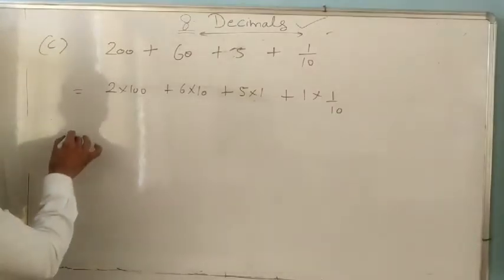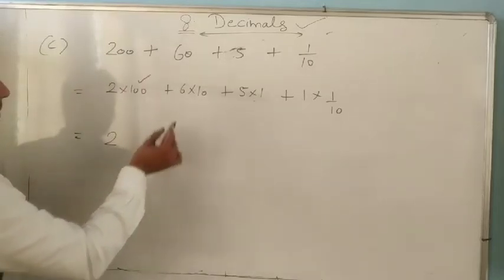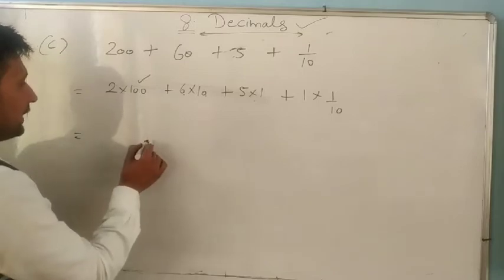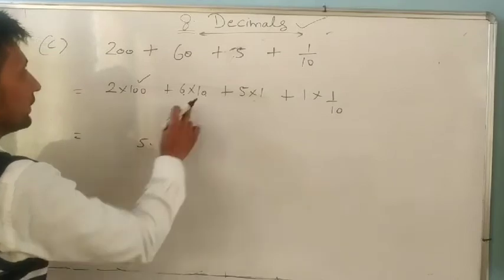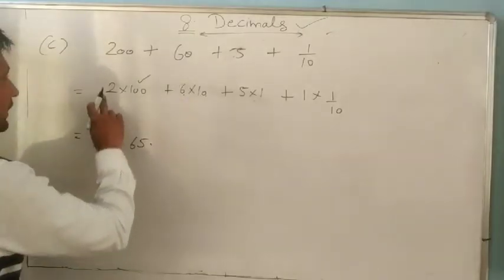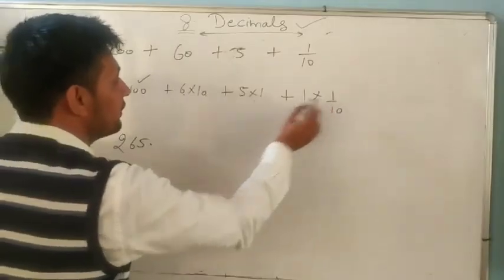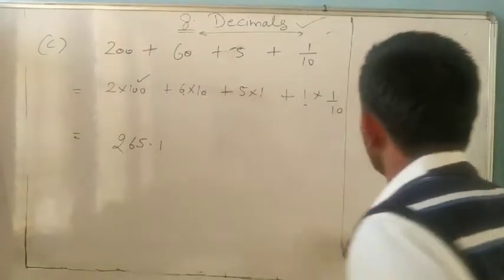What is the place value of 2? Hundreds. The place value of 6? Tens. The place value of 5 is ones. So ones is 5, tens is 6, hundreds is 2. And after that, 1 into... the place value of 1 is tenth. So 265 and 1 tenth.